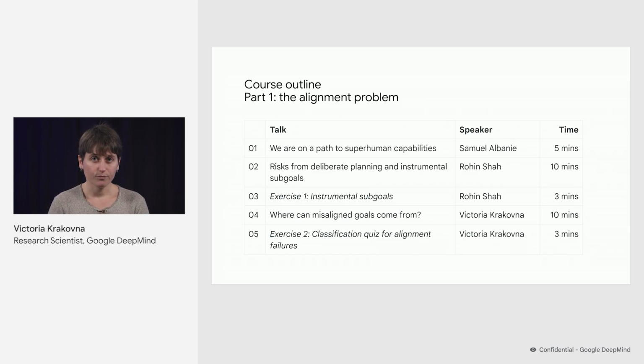In part 1, we cover the risk arguments and technical problems in AI alignment. We'll have some talks for you to watch and some exercises for you to do on your own. Each exercise accompanies the talk right before it and should take about 15 minutes to complete. You can watch a 3-minute talk introducing the exercise and then work on it in the course workbook.